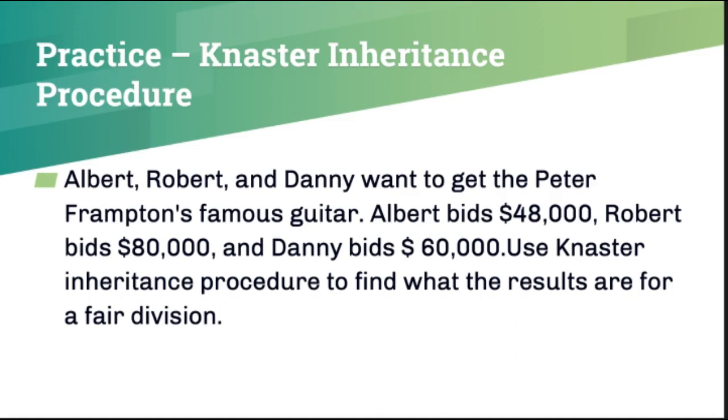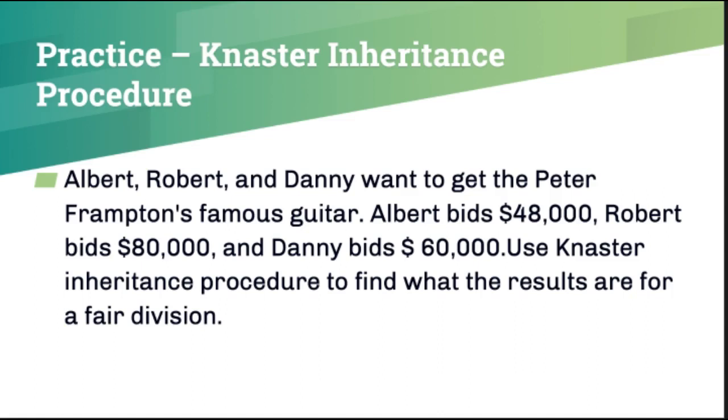So let's discuss the Nestor inheritance procedure. Albert, Robert, and Danny want to get Peter Frampton's famous guitar. So they're all going to do some bids on the guitar. This is sealed bid. So Albert bids 48,000, Robert bids 80,000, and Danny bids 60,000. Use the Nestor inheritance procedure to find what the results are for a fair division. So here's how it works.